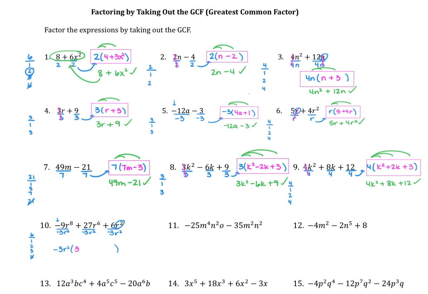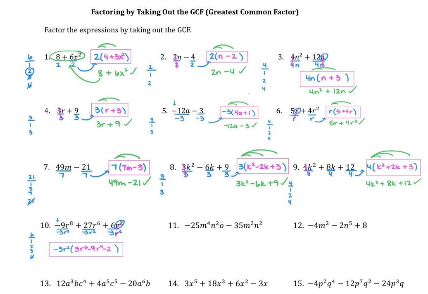If I pull r squared out of r to the 8th, think your laws of exponents, I subtract and I'm left with r to the 6th. 27 divided by -3 gives me -9. And if I subtract 6 minus 2, I'm left with r to the 4th. 6 divided by -3 is -2. And if I subtract, those r's go completely away. Notice there's nothing left inside the parentheses that is in common, so I know I've pulled out the proper GCF.